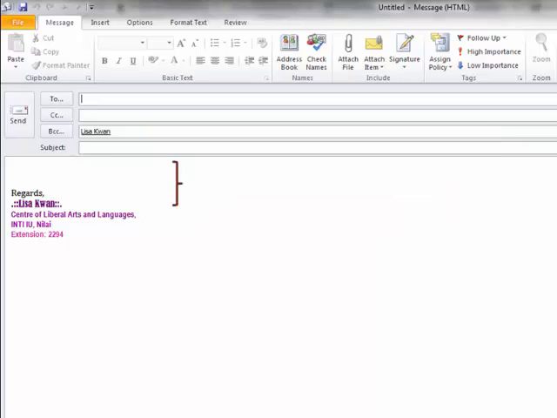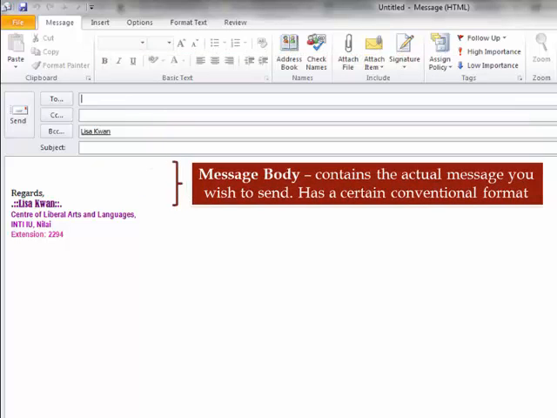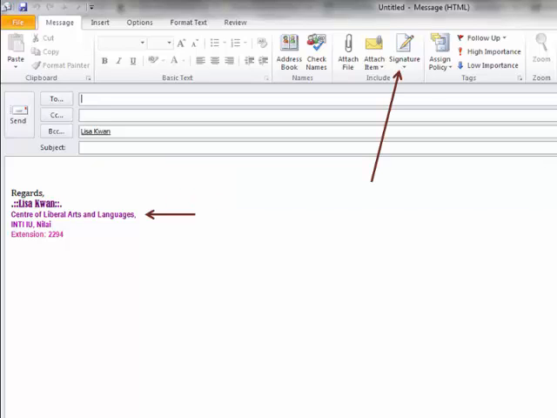Then of course is the content of your message, which is the message body, and it contains the actual message you wish to send. It doesn't have a format per se, but of course it's a conventional kind of way of writing where you have your introduction, you have your body, and of course your conclusion. And you have your signature.